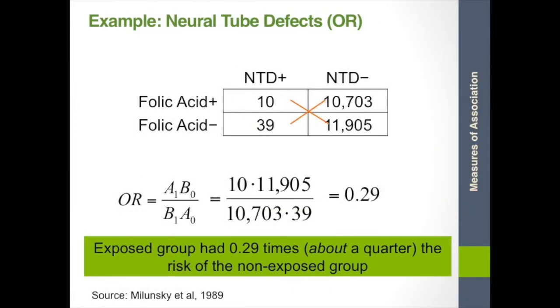Let's take a look at the results of a study that assessed whether exposure to folic acid during pregnancy reduced the incidence of neural tube defects in the baby. By calculating the cross product, we obtain an odds ratio of 0.29 and conclude that those exposed to folic acid during pregnancy had 0.29 times the risk of the non-exposed group for the development of neural tube defects in the baby. Folic acid has a protective effect on the incidence of neural tube defects.